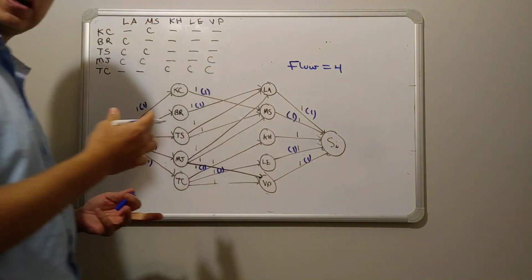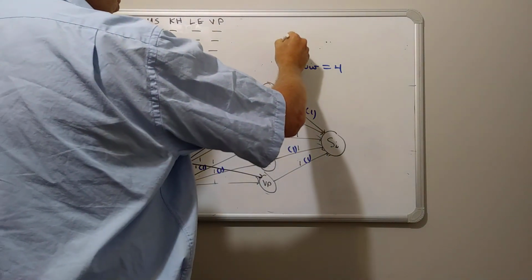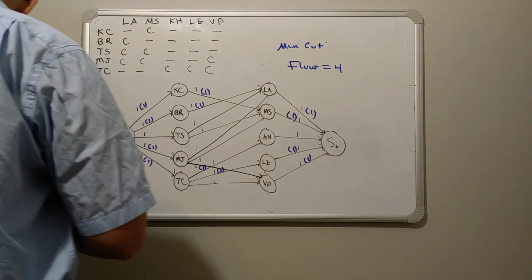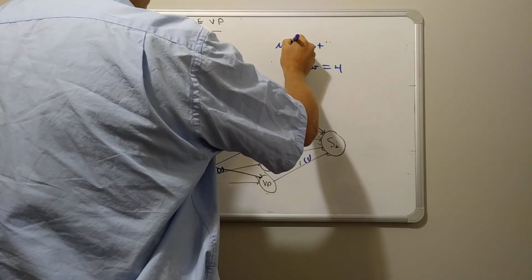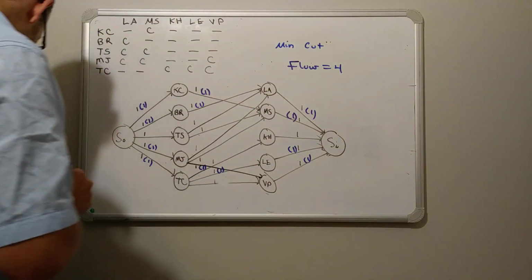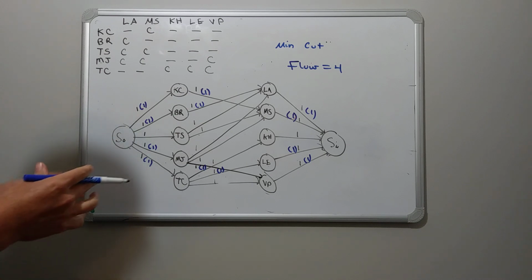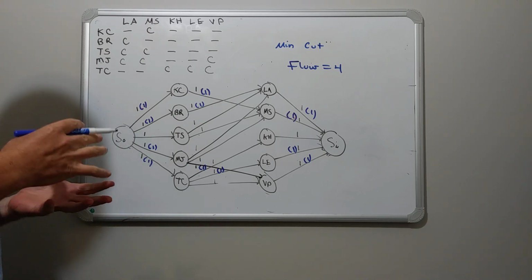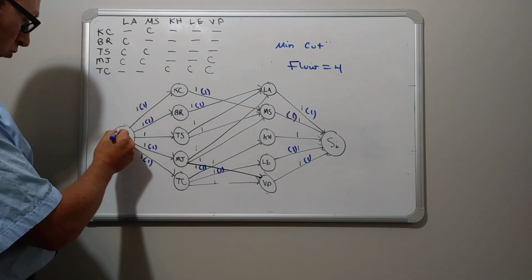Is that the maximal flow? Well, we need to find the minimal cut. So how do we find the minimal cut? Okay, so we start with the reachable nodes. Which nodes can be reached? By definition, we can always reach the source node.